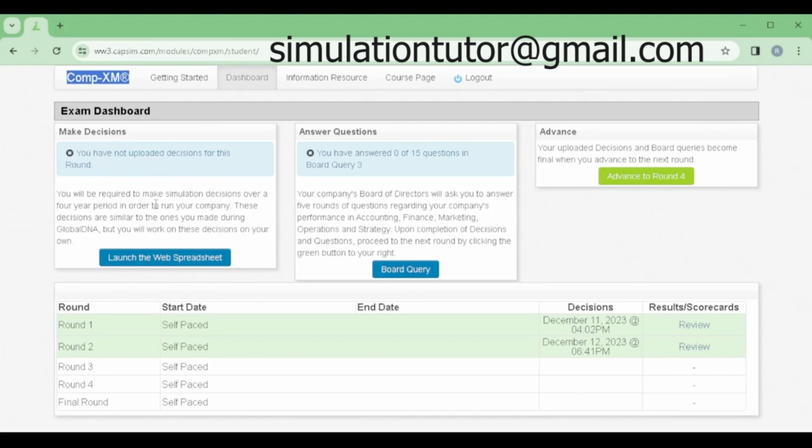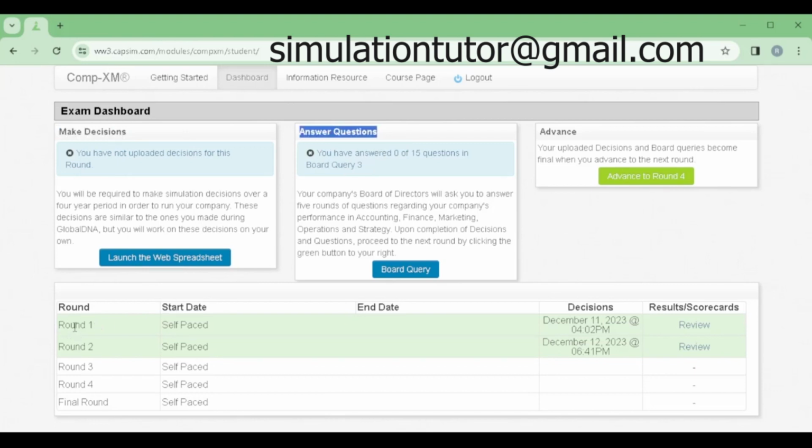So, first things first, you can see the CAPSIM dashboard exam is divided into two parts. The first one is the web spreadsheet whereby we are going to upload the decisions for this round, and then we have the board query part whereby you are going to answer questions for the exam.